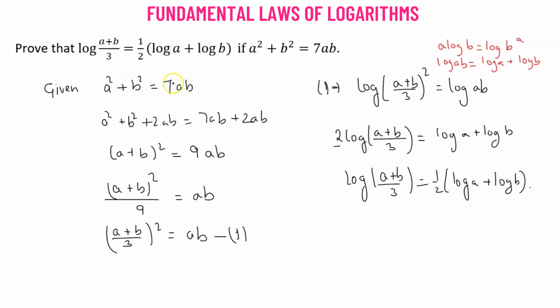That means whenever a squared plus b squared equals 7ab, we can show that log of (a plus b) over 3 equals 1/2 multiplied by (log of a plus log of b). So this is proved.